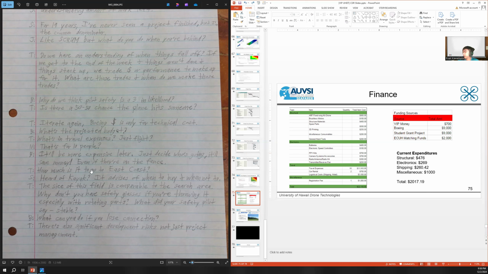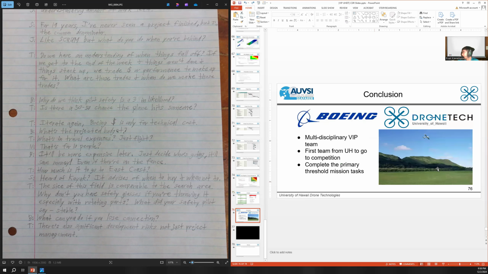And we had a question, how much does it cost to go to the East Coast? I think it was like $1,000. And then our other professor said, have you heard of Kayak? It tells you when to buy and when not to for plane tickets. Another question we had, the size of this field is comparable with the search area. This field here, Kauai Nui, is where we were doing our flight testing on the east side of Oahu.